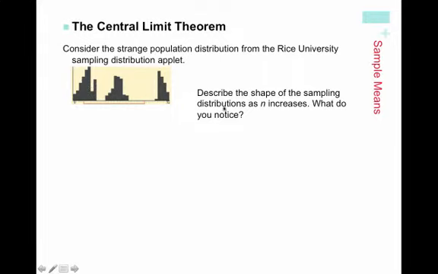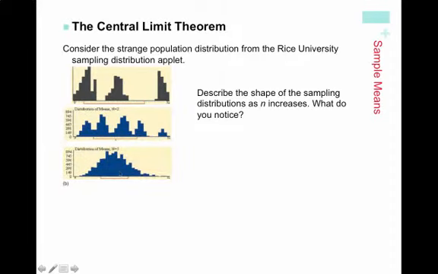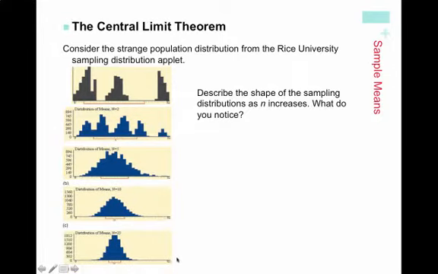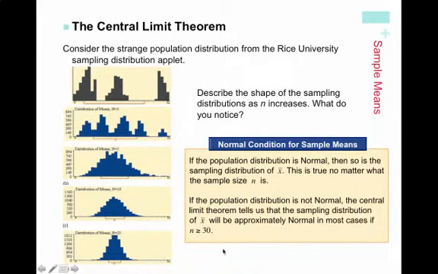So here's one of these goofy looking ones I just showed you live on the web, but as n increases, there's n equals 2, there's n equals 5, there's n equals 10, there's n equals 25, and it's been found by mathematicians that this will always happen, no matter how we start. If you don't believe me, go to that Rice website and try to design a population that doesn't get close to normal as the sample size increases. But what's been found is that the sampling distribution will be approximately normal in most cases. Be careful here, it's not all cases, but in most cases, if n is greater than or equal to 30. So if our sample size is greater than or equal to 30, it will pretty much always be approximately normal. And that's cool. I think that's amazing that this happens every single time, no matter what kind of population you started with.